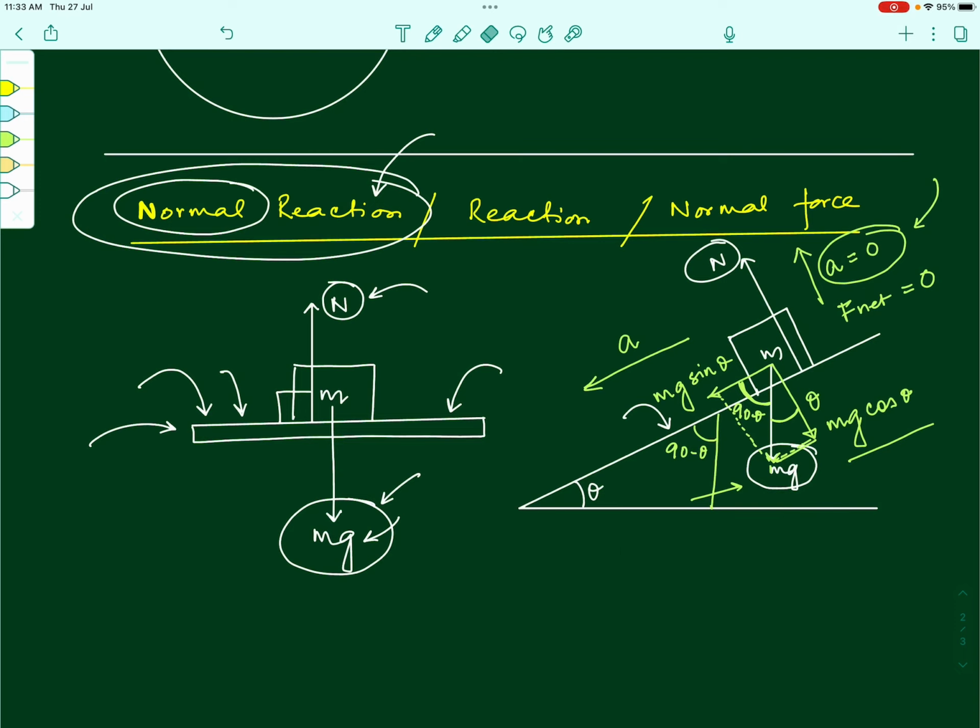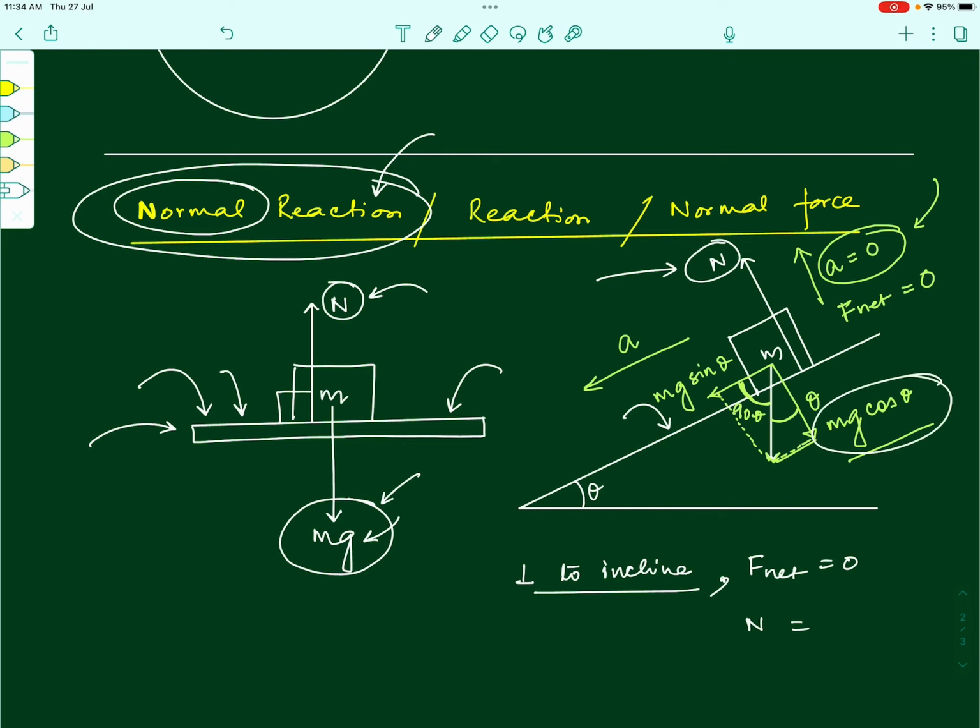And for that, when we try to write the equations, now I can remove the force of mg here because it is represented by its two components. So what do I do now? I say next that perpendicular to the incline, since the acceleration is 0, the net force must be 0, which means that the net upward force perpendicular to the incline, N, must be equal to the net downward force, which in this case is mg cos theta.